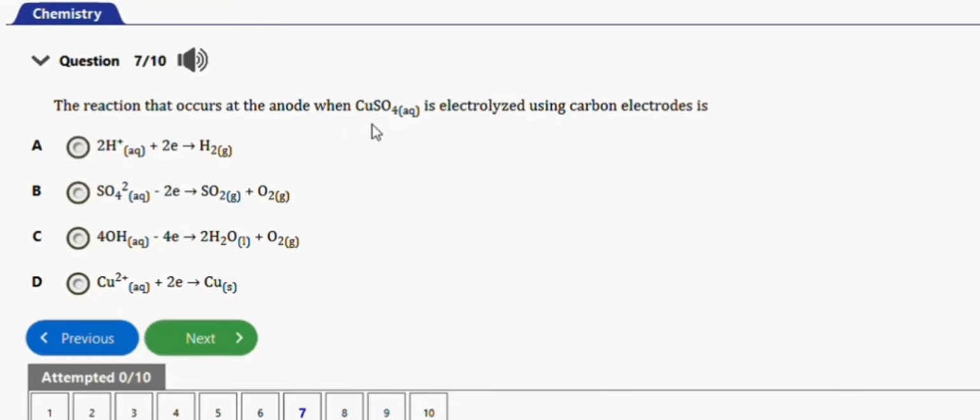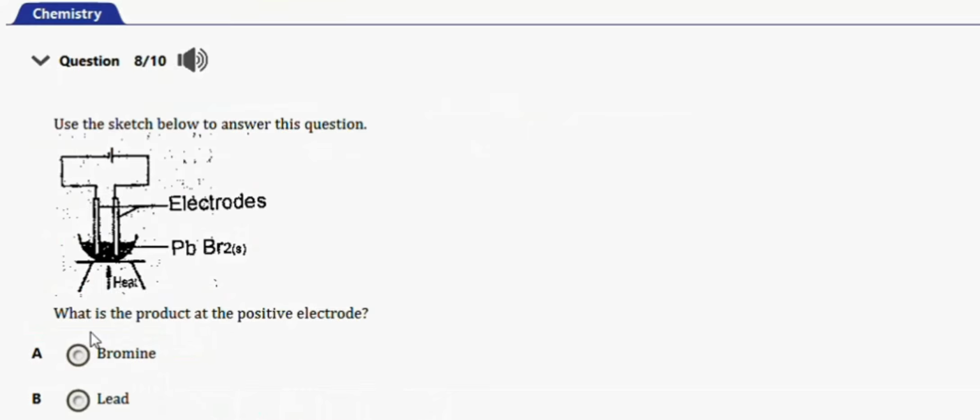Alright, so remember this copper 2 tetraoxosulfate 6 is in aqueous solution. If you check, we have an aqueous solution, so because of the presence of water, the hydroxyl ions will migrate to the anode. So when it gets to the anode, the reaction that will occur is that the hydroxyl ions will lose 4 electrons to form water and oxygen gas. So that's it for this question, option C. Next repeated question will be this one.